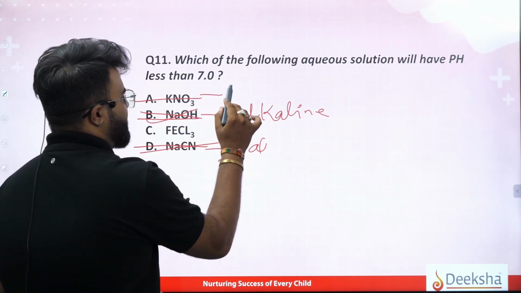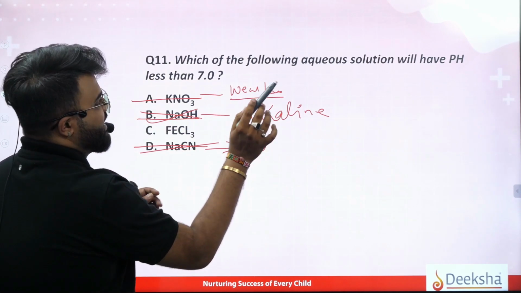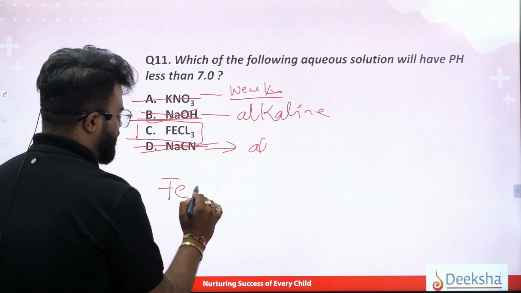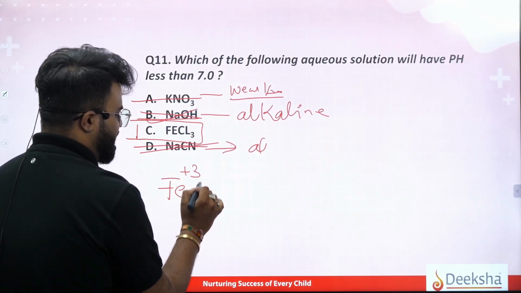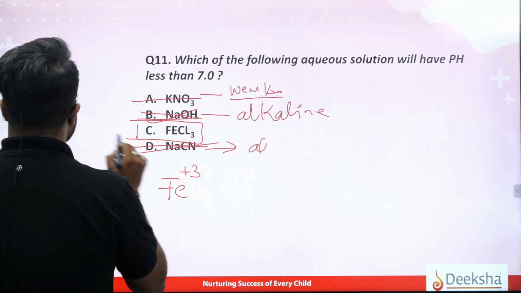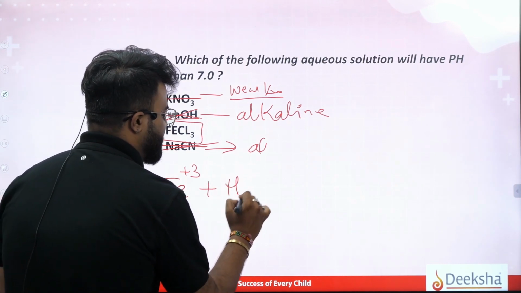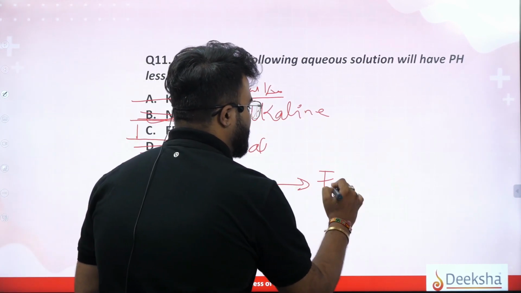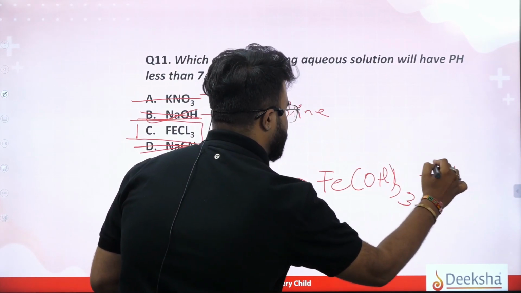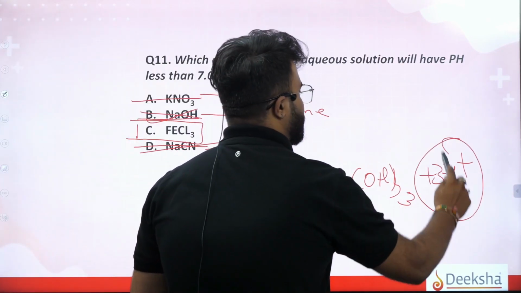KNO3 is not a weak acid, so it will not. So which has pH less than 7? FeCl3 we will take. FeCl3 on dissociation will give Fe3+. If it reacts with H2O, it will give you Fe(OH)3 plus 3H+. So here it is giving an acidic form.